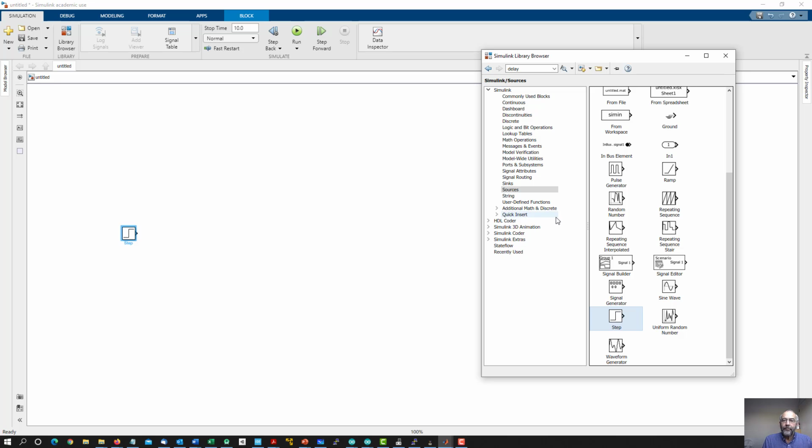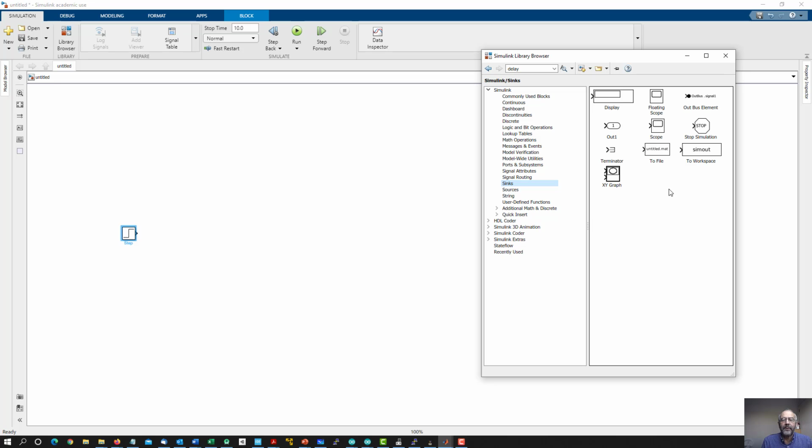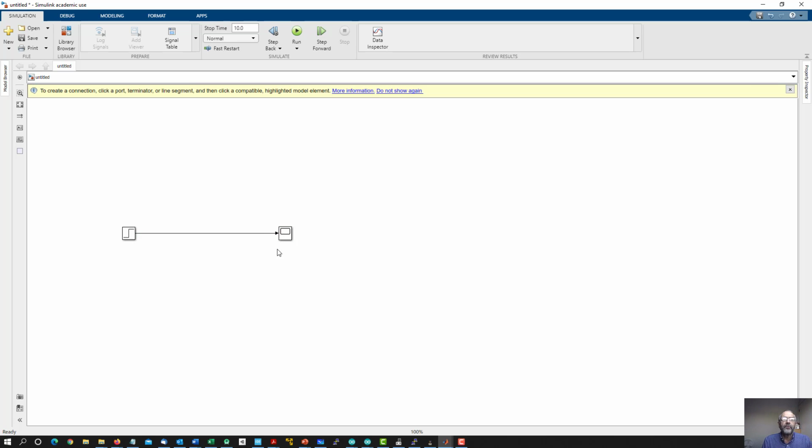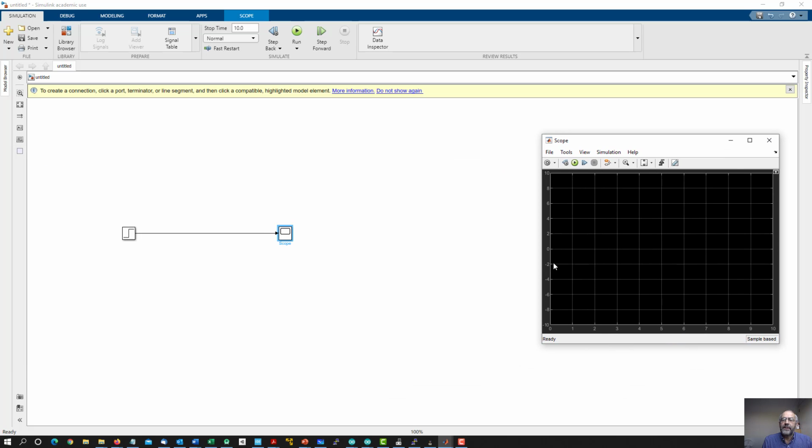So this is the input. What we also always need is a sink. That is something where the output is going to. And for that, we often use a scope, which just shows the signal, like a real scope would also do. And if we connect these two here directly, then I can open the scope, which is this. It really looks like a real scope. I can run this model.